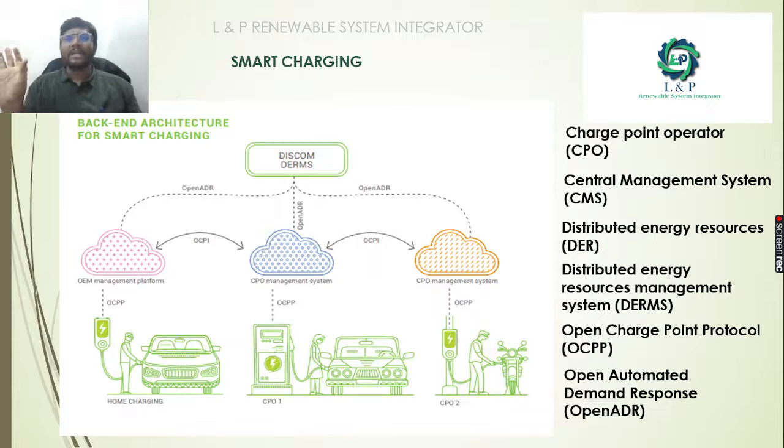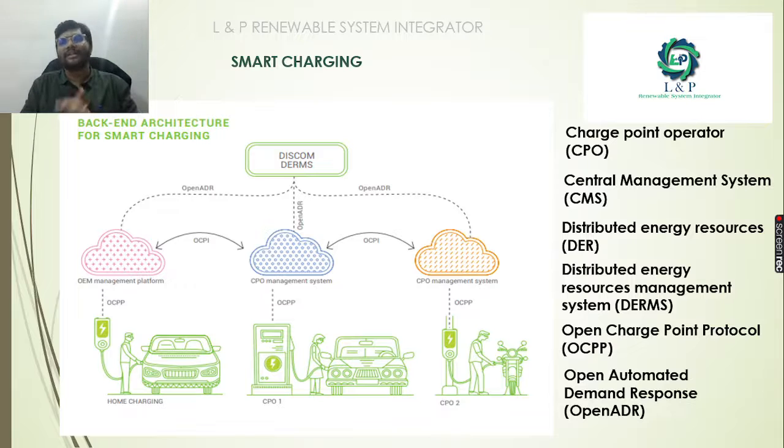How can we perform smart charging? In order to establish smart charging, we need approval from the DISCOM. After that, we need OCPP, that is Open Charge Point Protocol, Open ADR, that is Open Automated Demand Response, a DERMS, that is Distributed Energy Resource Management System, distributed energy resources, and most importantly charge point operators and central management systems. This is an example of a backend architecture, how smart charging looks.